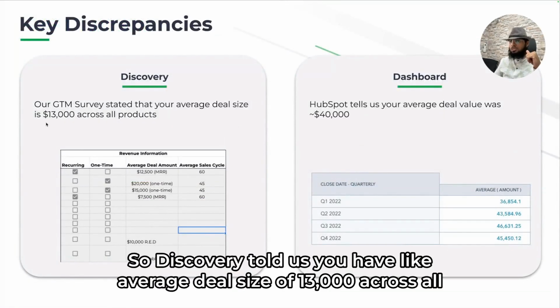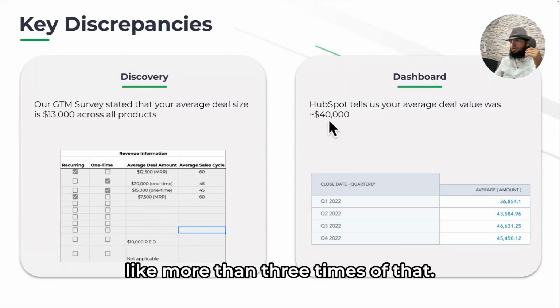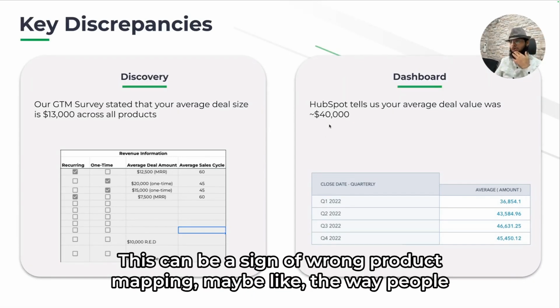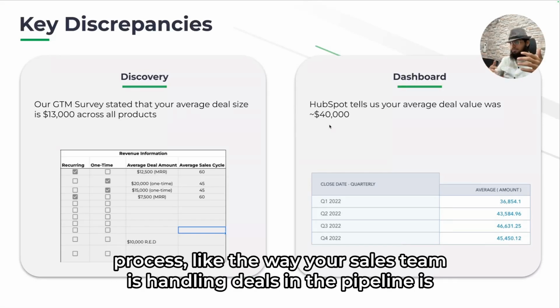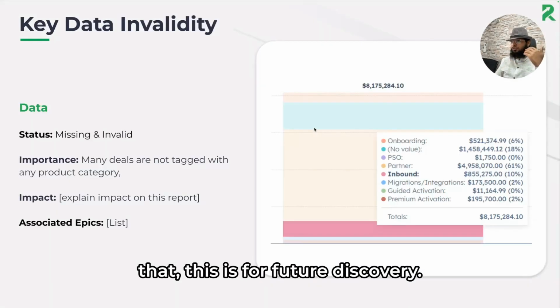So discovery told us you have an average deal size of 13,000 across all products, but your average deal size in HubSpot is giving a very high number, like more than 3 times of that. This can be a sign of wrong product mapping, maybe the way your sales team is handling deals in the pipeline is not reflective of what you're saying. So we need to talk about that. This is for future discovery.